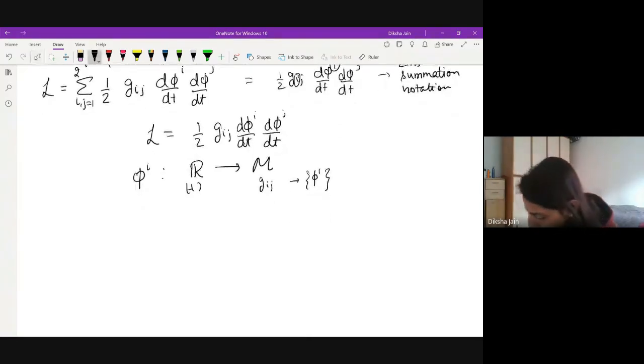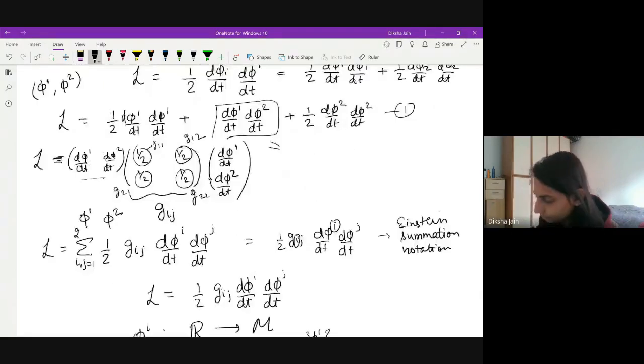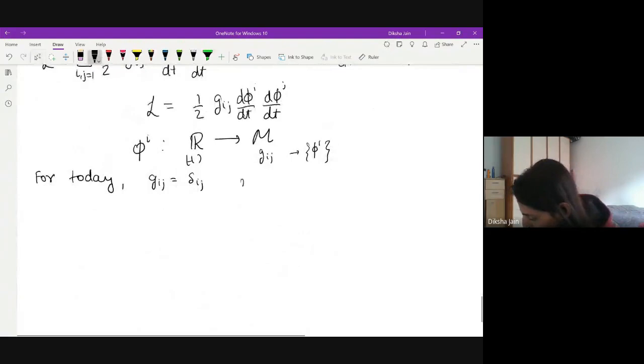Okay. So for my purpose for today, I will take my matrix G_ij to be just a flat metric, delta_ij, which basically means there are no cross terms like this. So this term is 0. So if I have n fields phi I, where I is from 1 to n, the Lagrangian is just half.